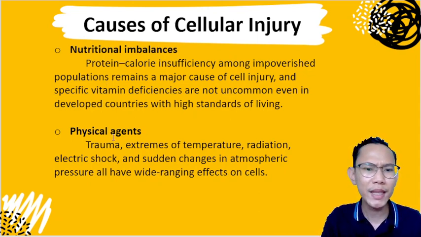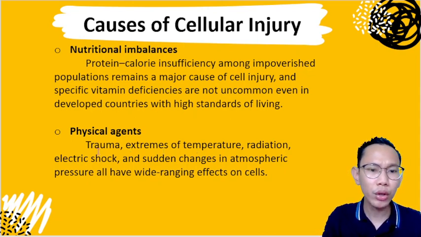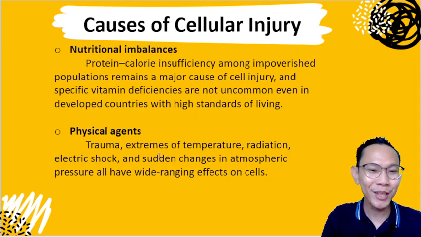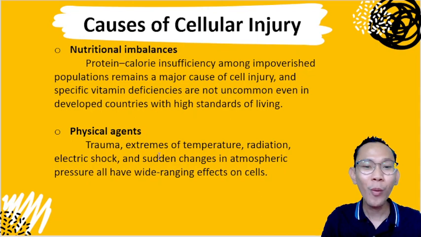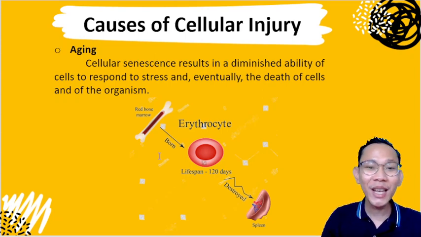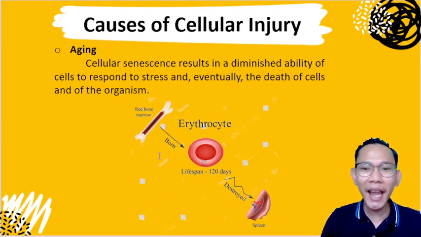Next, we have also physical agents. Trauma, extremes of temperature, radiation, electric shock, sudden changes in atmospheric pressure all have wide-ranging effects on cells. Now, how about aging, doc? Sa aging, cellular senescence results in a diminished ability to respond to stress and eventually the death of cells and of the organism.